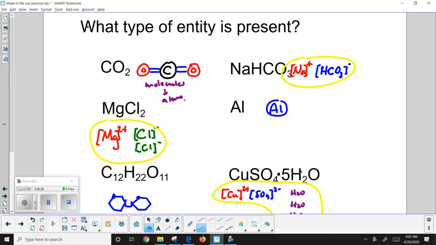If I had magnesium chloride, that'll be a little bit different because I have a formula unit. And from the formula unit, I can figure out the number of anions or even the number of cations. So here I'd have one magnesium cation and two anions. Similarly over here, I'm going to have my sodium bicarbonate. I'm going to have a formula unit, and you're going to have your anion and cation. Aluminum is pure. So it's just an element, so you're going to be looking at only atoms.